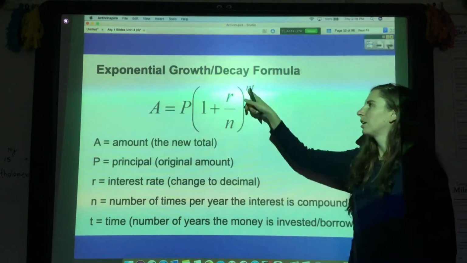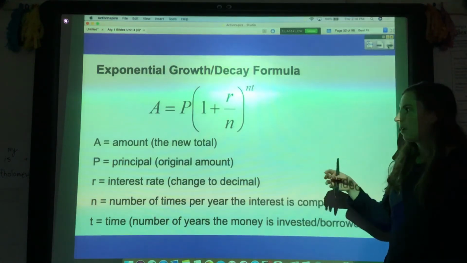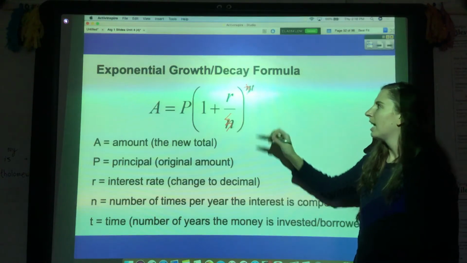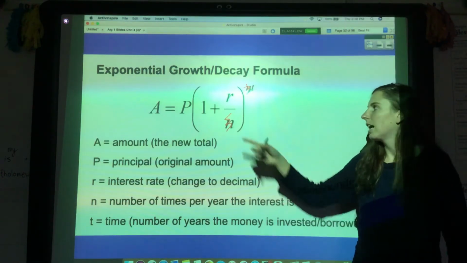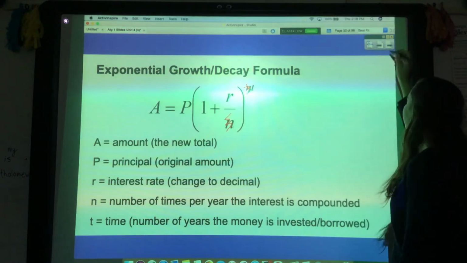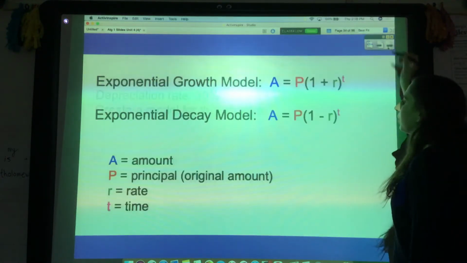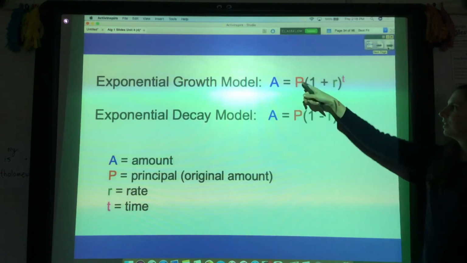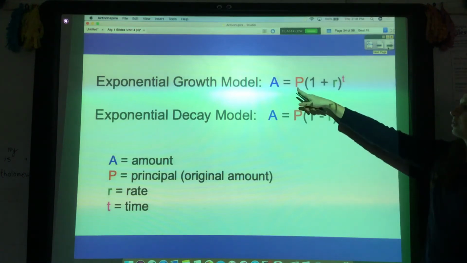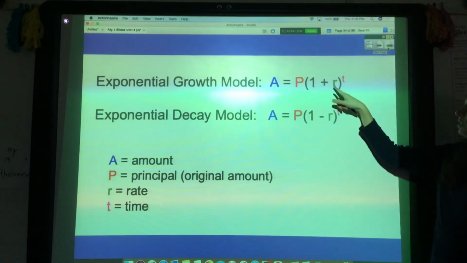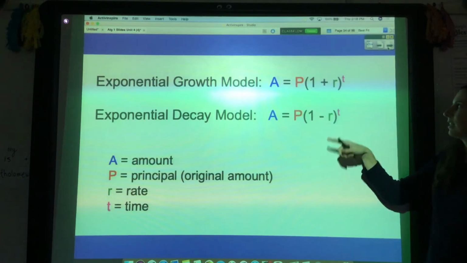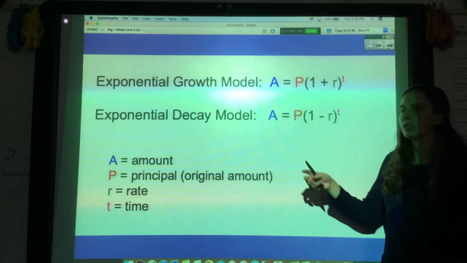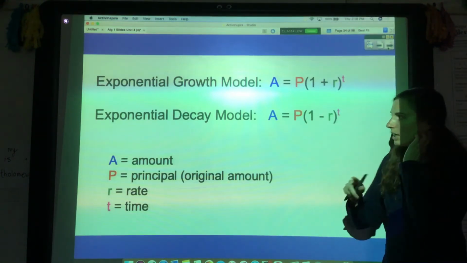The n part doesn't really apply when we're talking about other scenarios, because we're not talking about how many times it's compounded, so you can just ignore the n, and then you do to the t power, which is how many times we're repeating this process. So if we ditch the n, you end up with this model. You have a principal amount times 1 plus the rate, or 1 minus the rate, to the t power, where t is time, and then A is just the amount of whatever you have left. So let's see this in action.